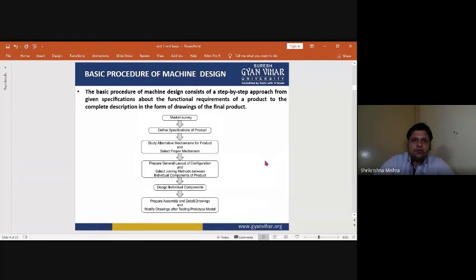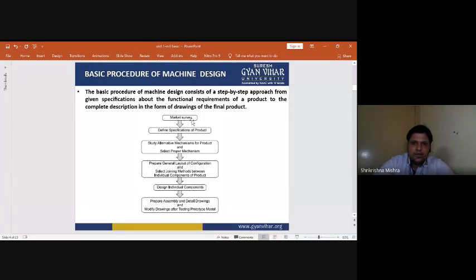The basic procedure of machine design consists of a step-by-step approach from given specifications about the functional requirement of a product to the complete description in the form of drawing of the final product. Now, these steps are interrelated and interdependent. As you can see in the diagram also, you can see a logical sequence of steps that are usually common to all the design projects. As I've already told you, all these steps are interrelated and interdependent, each reflecting and affecting all other steps. The following steps are involved in the process of machine design.